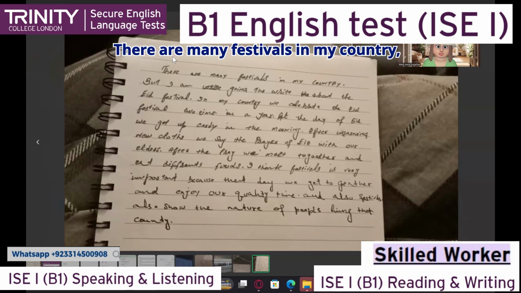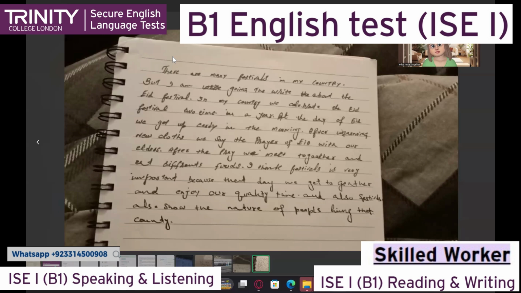There are many festivals in my country, but I am going to write about the Eid festival in my country. We celebrate, not we, actually, we can't go with we in here because the examiner doesn't celebrate it. So people celebrate the Eid festival 2 times in a year, and on the day of Eid, people get up early in the morning, because we in here means the reader and you, but that's not the case in here. Okay, ma'am, yeah, I understand.